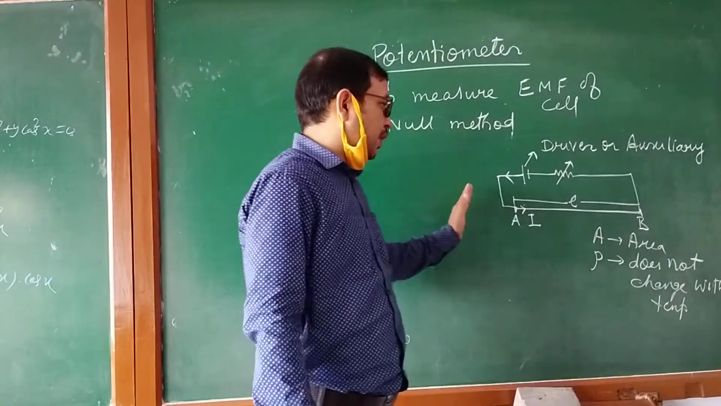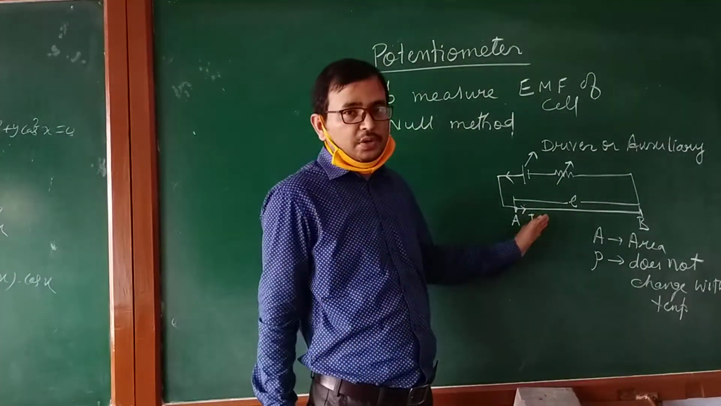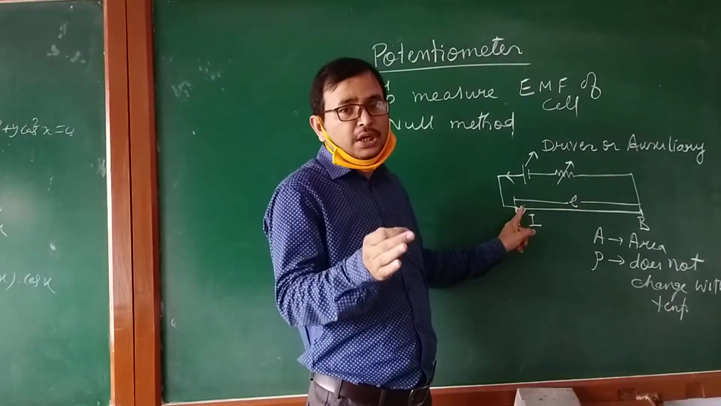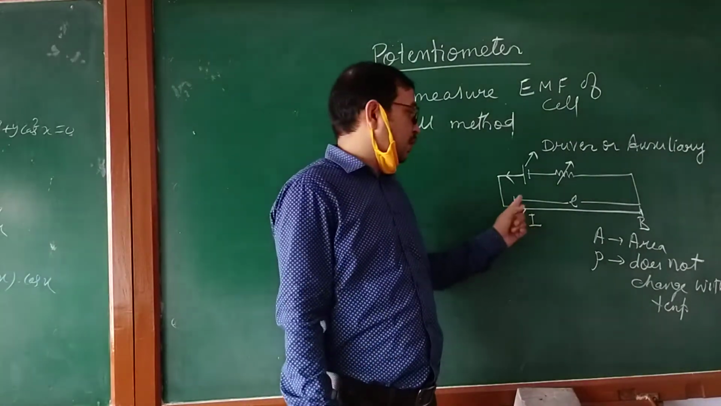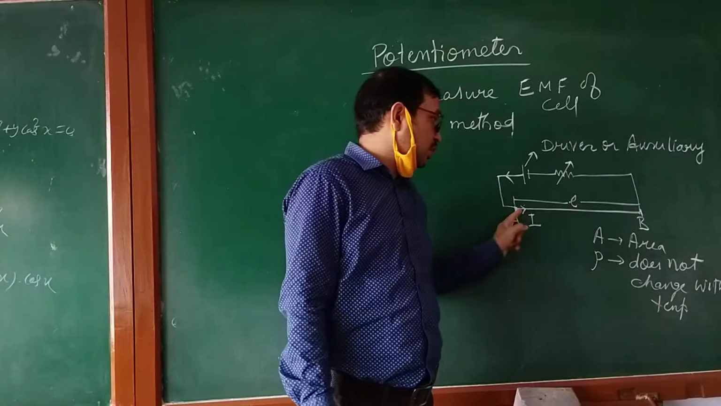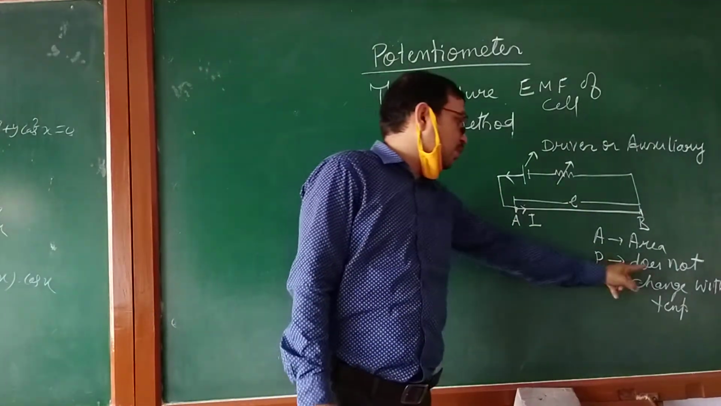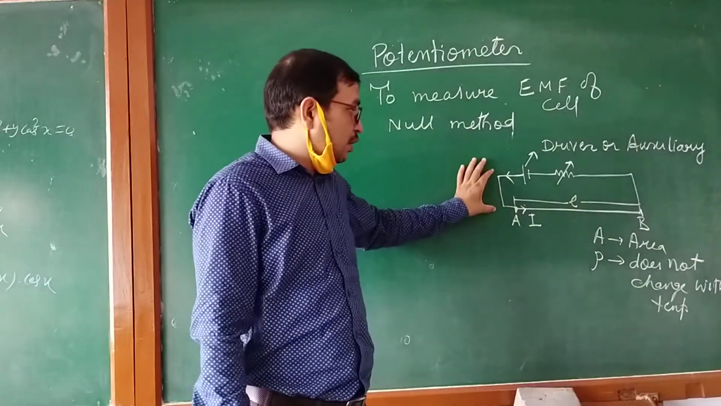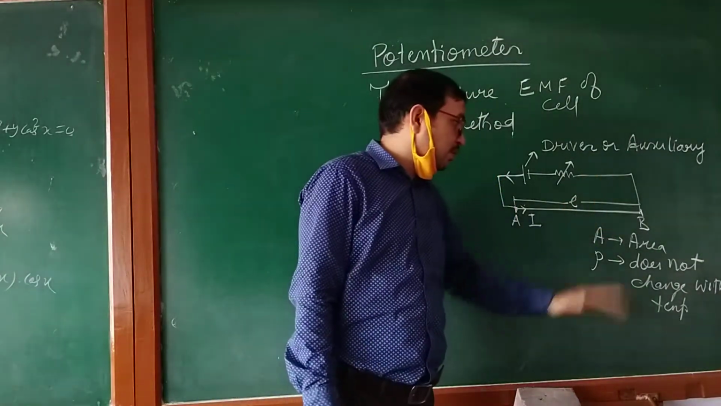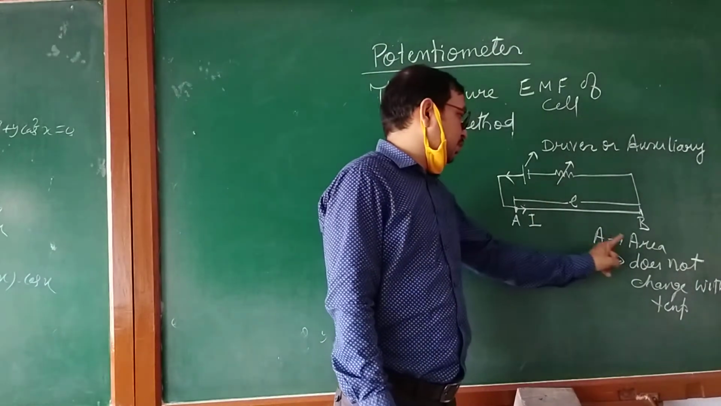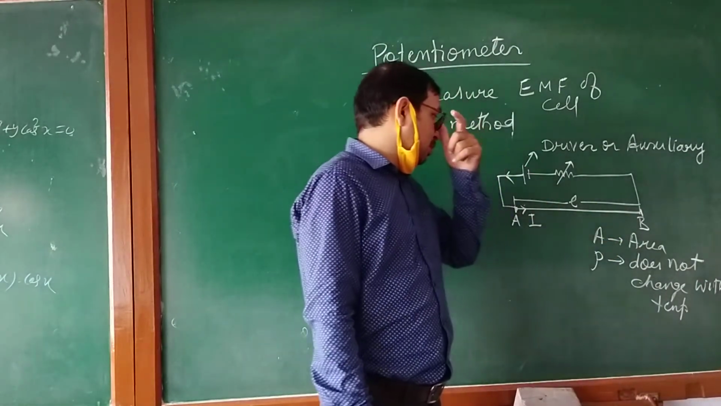Means when you pass the current, due to current heat will be produced, temperature will rise. Because of temperature, the resistance of a conductor changes. But here we are not using a wire made of a pure conductor, it is an alloy, whose resistivity will not change with temperature. When current increases or decreases, its resistivity remains constant. Area is A, length is L.